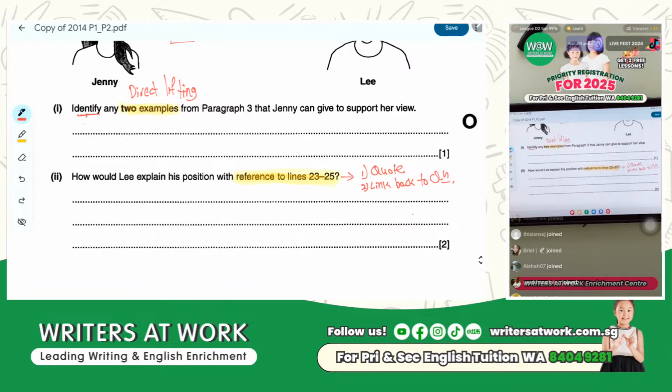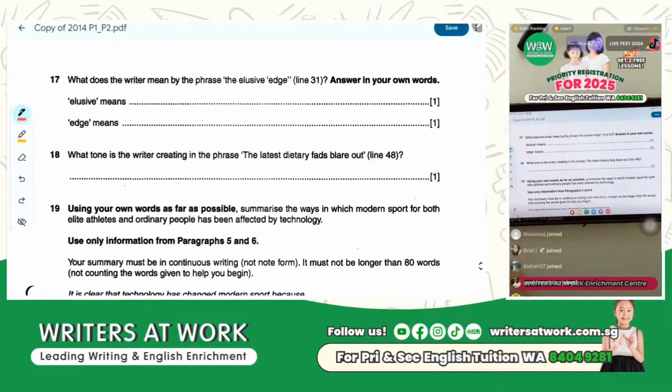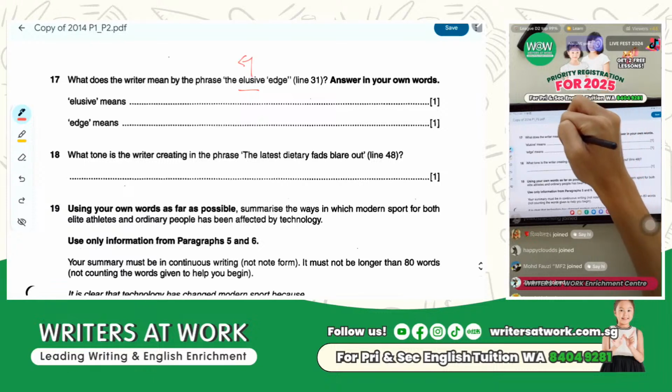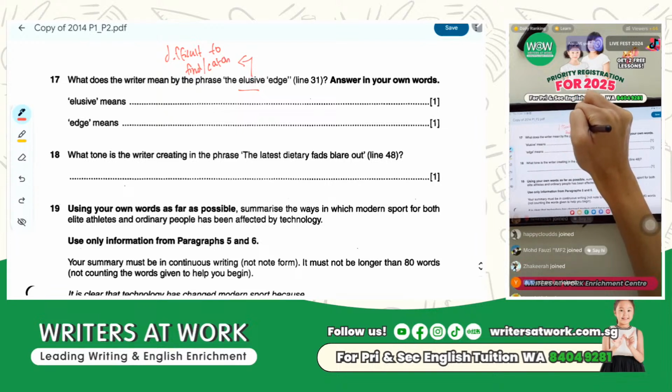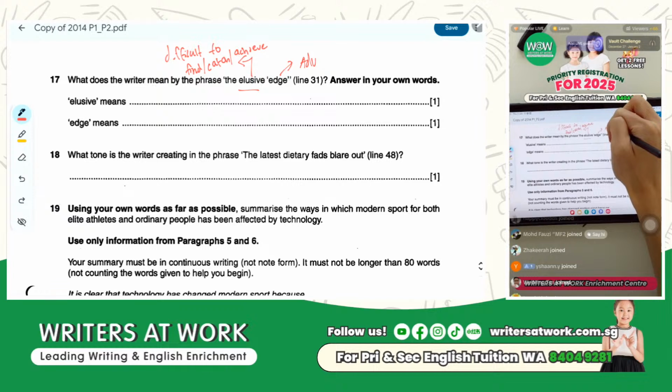The next thing we observe is question 17. In question 17 here, they ask you what the phrase "elusive edge" means. So we split up the words to define. Elusive here means something is difficult to find, catch, or achieve. While edge here means that advantage over someone else.